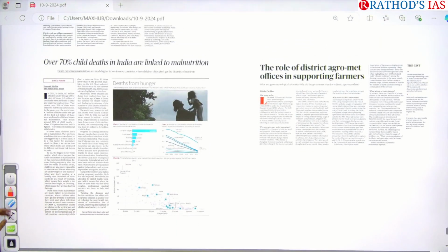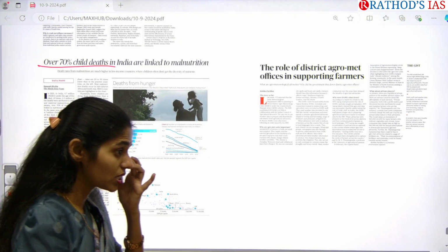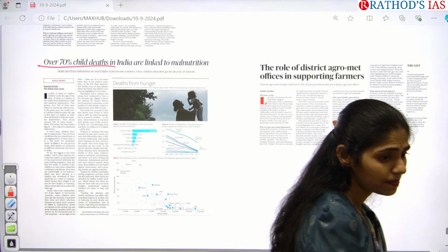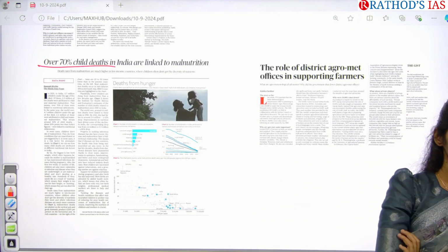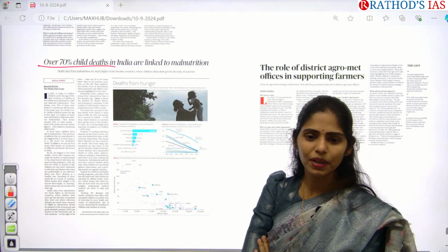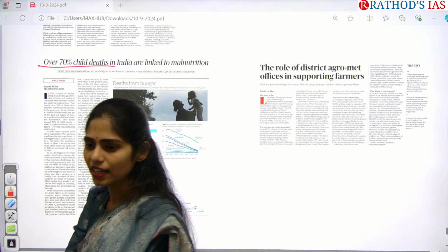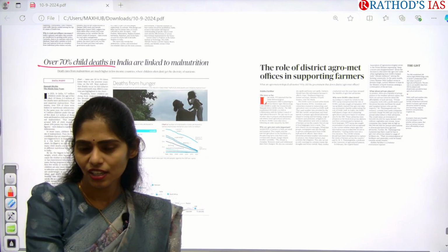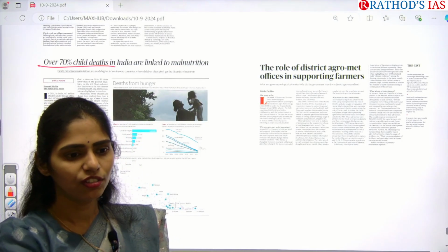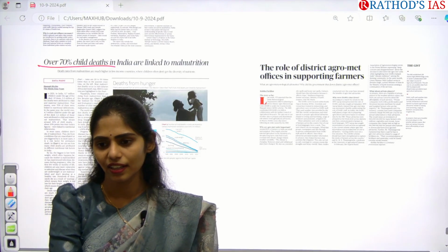And see here, overall 70% of child deaths in India are linked to malnutrition. So how is malnutrition linked to child deaths? Do you have any idea? What is malnutrition? The people are not taking a proper balanced diet. So why are they not taking the diet properly? Poverty, hunger, low income status, if they belong to below poverty line. Next.